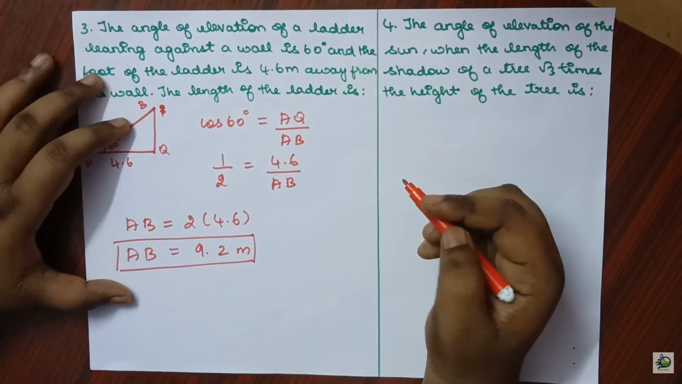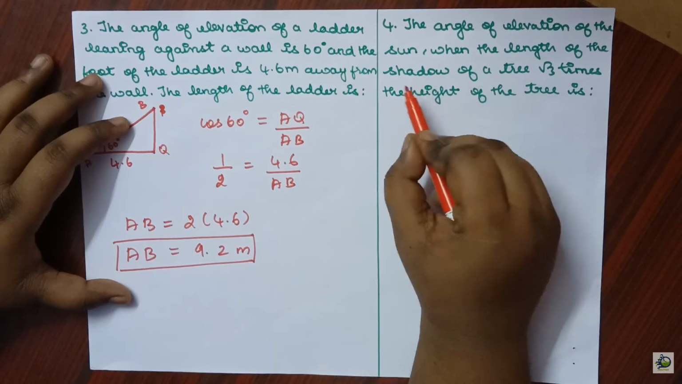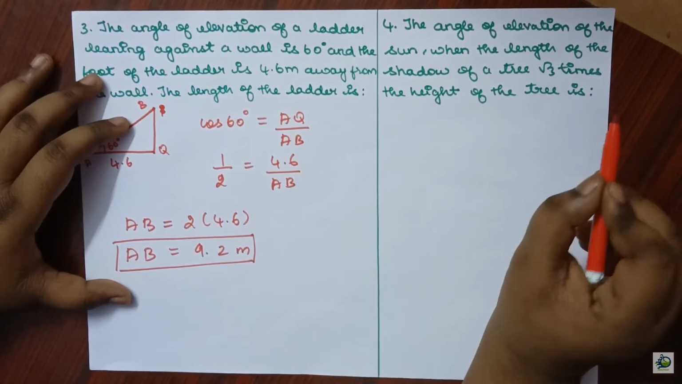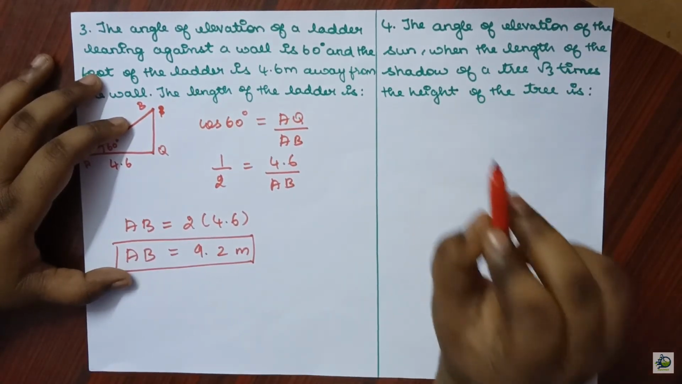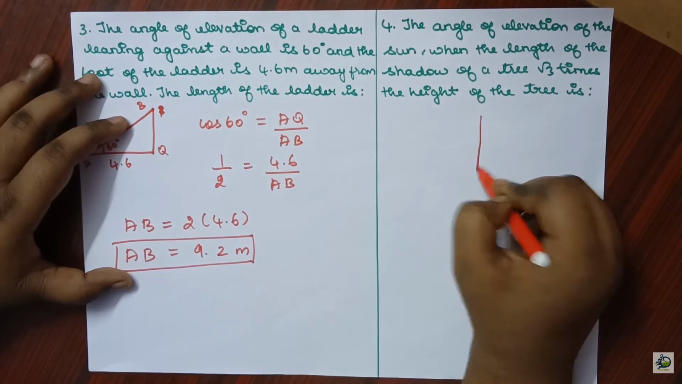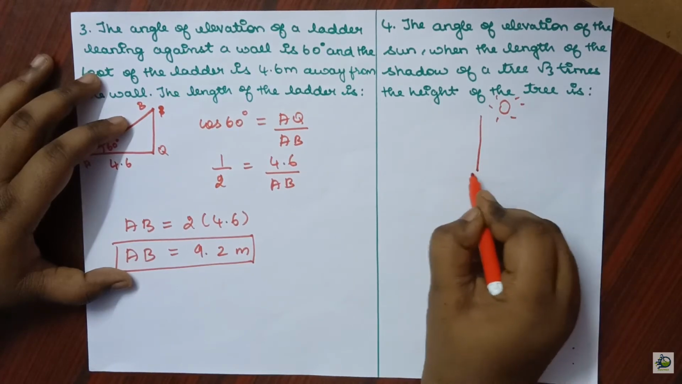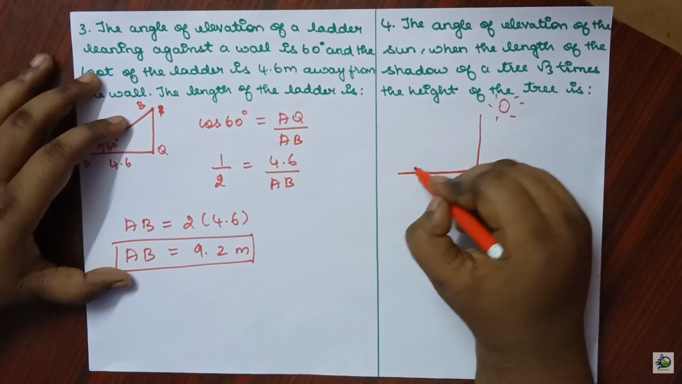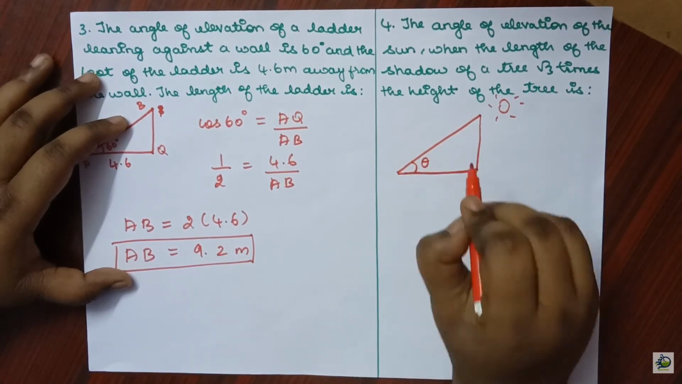Let's move on to another sum. The angle of elevation of the sun when the length of the shadow of a tree is 3 times the height of the tree is. So here we are going to find the angle of elevation. Okay. Let us consider a tree standing here. So the sun is here, and the shadow will be falling on the ground. Now what we need is the angle of elevation. Let me consider it as theta.